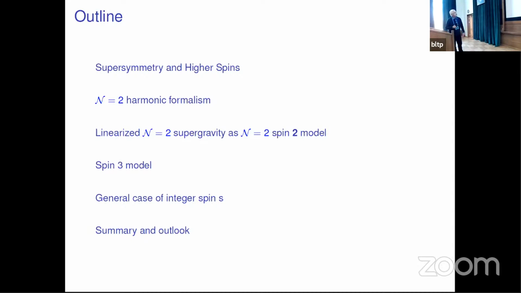Yeah. So I start with giving an outline. I will start with recalling some basic facts about supersymmetry and high spins. In this context, then we'll give a brief account of the N=2 harmonic superspace formalism. Then we'll discuss in some detail linearized N=2 supergravity, which is just the N=2 supersymmetric free spin 2 model. Then we'll pass to the spin 3 model, and then finally discuss the general case of integer spin S. Until now, we could describe in this way only integer spins, not half integers, I mean, high spin in the supermultiplet. And we'll finish with a summary and some problems for further study.